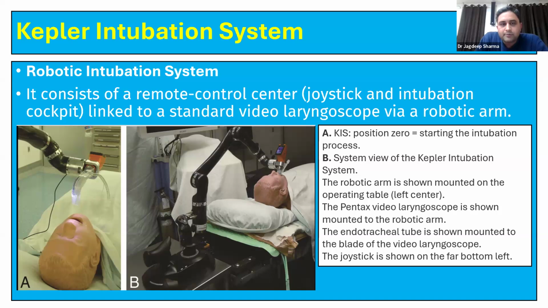And in image B, we can see the system view of the Kepler system, and the robotic arm is shown mounted on the operating table, and the joystick is shown on the far bottom left. The Pentax video laryngoscope is shown mounted on the robotic arm, and the endotracheal tube is shown mounted to the blade of the video laryngoscope.